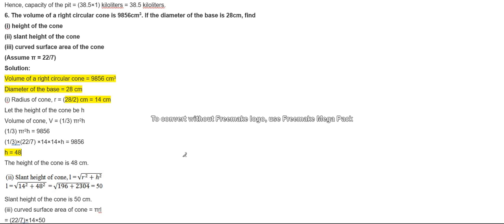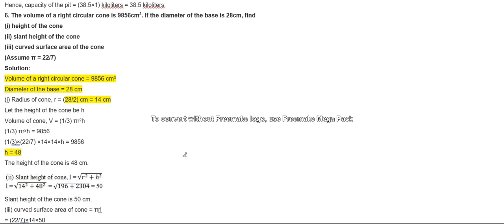But see what our next question is. We have to find out the slant height of the cone. What I have told you is that slant height is equal to the square root of the sum of the squares of radius and height. You have to find its square root, because slant height is the hypotenuse of a right angle triangle.